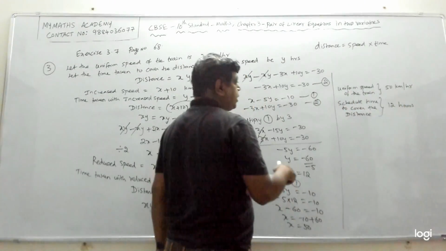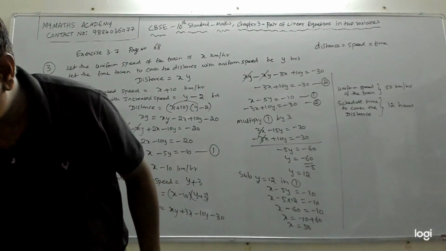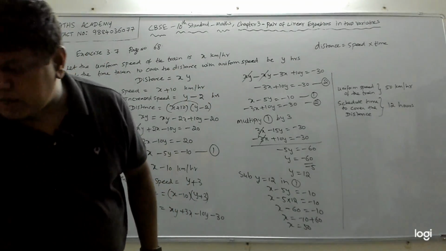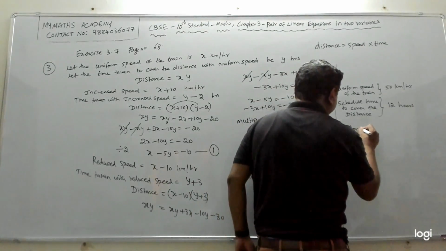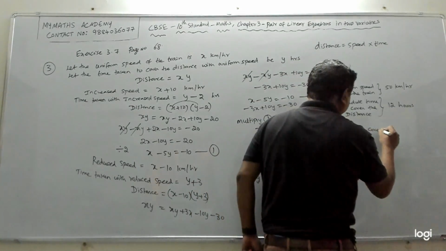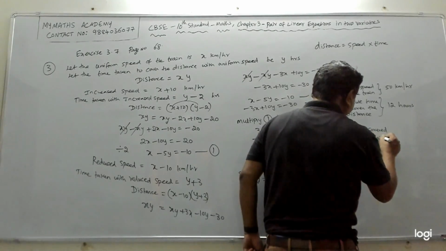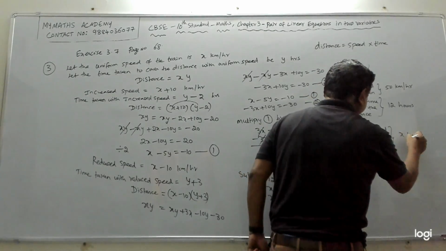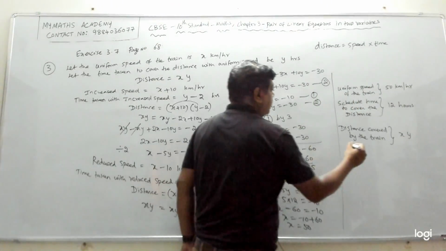Now what we have to find ultimately? We need to find the distance. So the total distance covered by the train, right? They say find the distance covered by the train. So distance covered by the train is x into y.